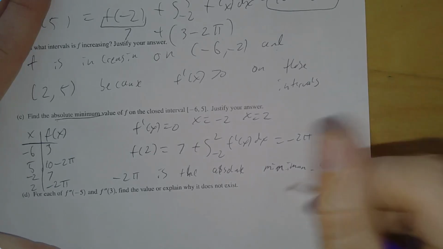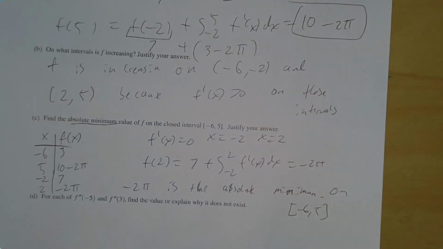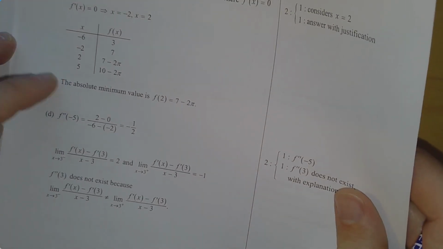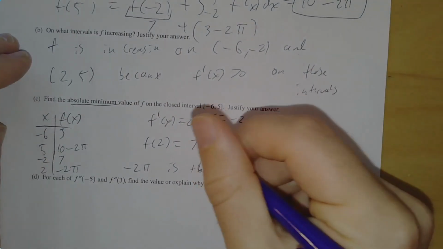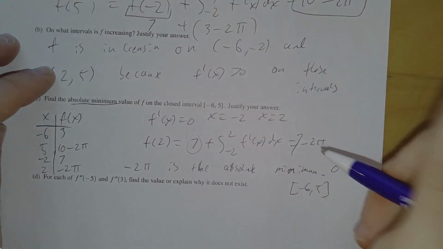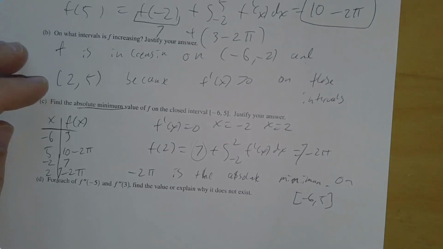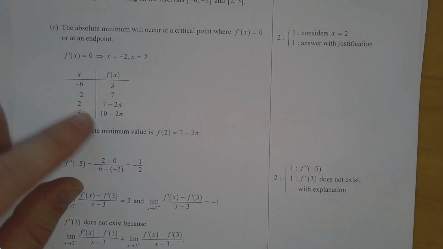Okay, on -6, 5. Okay. Let's make sure I got it. Uh-oh. No, I didn't, because I forgot to do the 7. Another point lost. Jeez, guys. 7 minus 2 pi. It's two mistakes. I was too cocky. Yeah, 7 minus 2 pi.